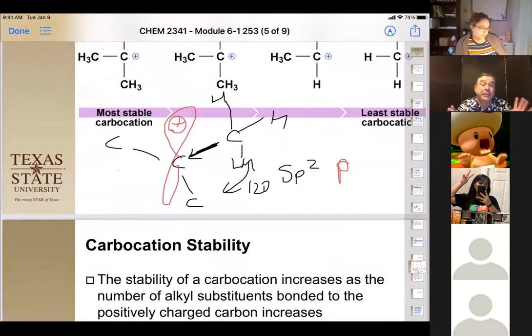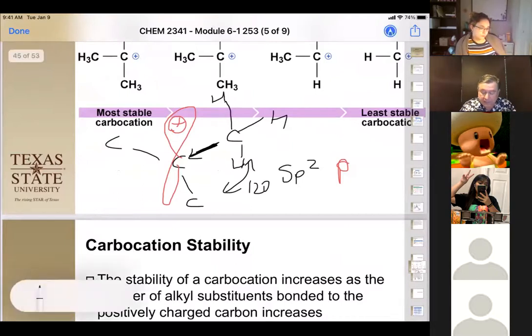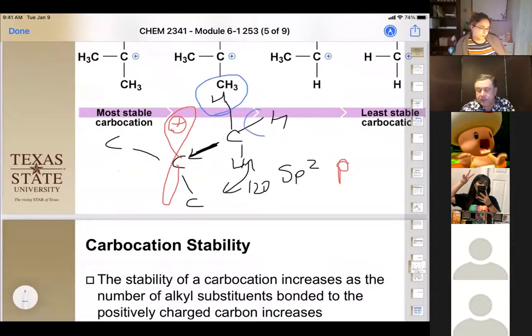Hyperconjugation is a through space interaction, okay? So we can think of this hydrogen having this electron cloud around it, and this hydrogen having an electron cloud around it, and this hydrogen having an electron cloud. One of those hydrogens is possibly going to be able to line up with that p orbital above and below the plane. And so it can donate through space to the p orbital.